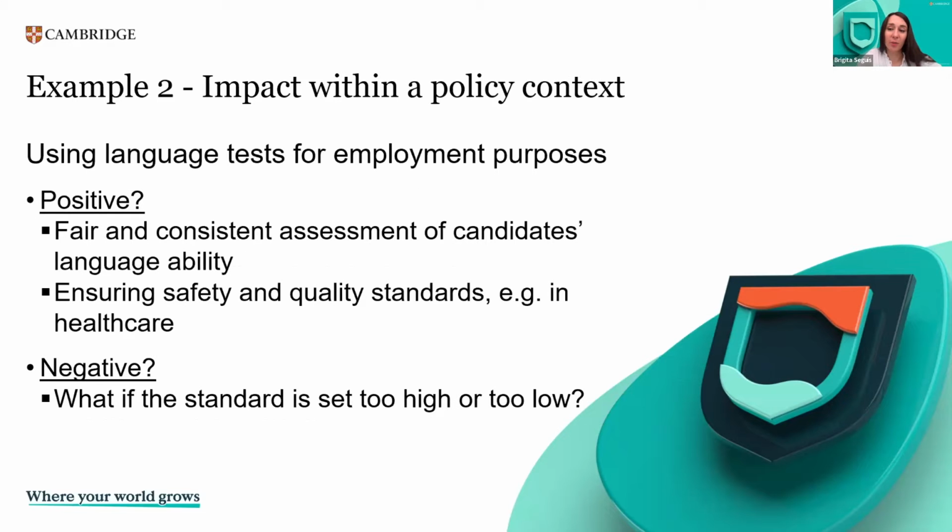Now let's look at another example. And if you are following carefully, you know, I'm going from smaller to larger context. So let's look at impact within a policy context. So let's say we want to start using tests for employment purposes. So for example, in some countries, teachers of English are required to have proof of their English language proficiency. And sometimes an external examination is used for that. Also in other contexts, such as healthcare, for example. So nurses and doctors who want to migrate and work in English-speaking countries have to have proof of their English language proficiency. So this is when an exam is used within a policy context.